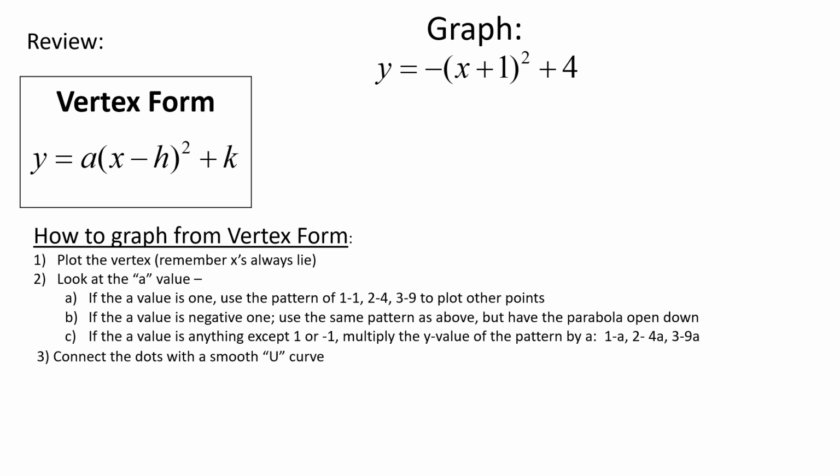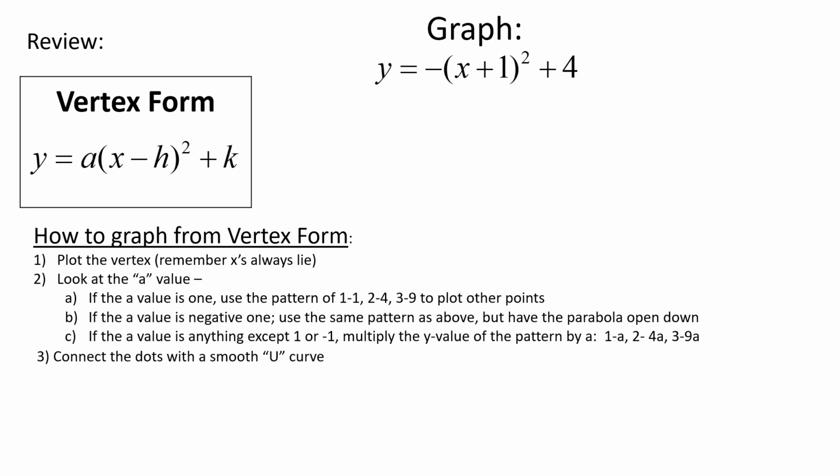So you have to plot the vertex. So you're going to plot negative 1, positive 4. And then you're going to look at your a value. And so remember, the a value is the thing that's in front of the parentheses. So in this case, it's negative 1. And if the a value is a positive number, or just as simply a 1, you're going to use the pattern of 1, 1, 2, 4, 3, 6 to plot other points. But if the a value is negative, like in this case, then you're going to use the same pattern, except the parabola will go down instead of up.